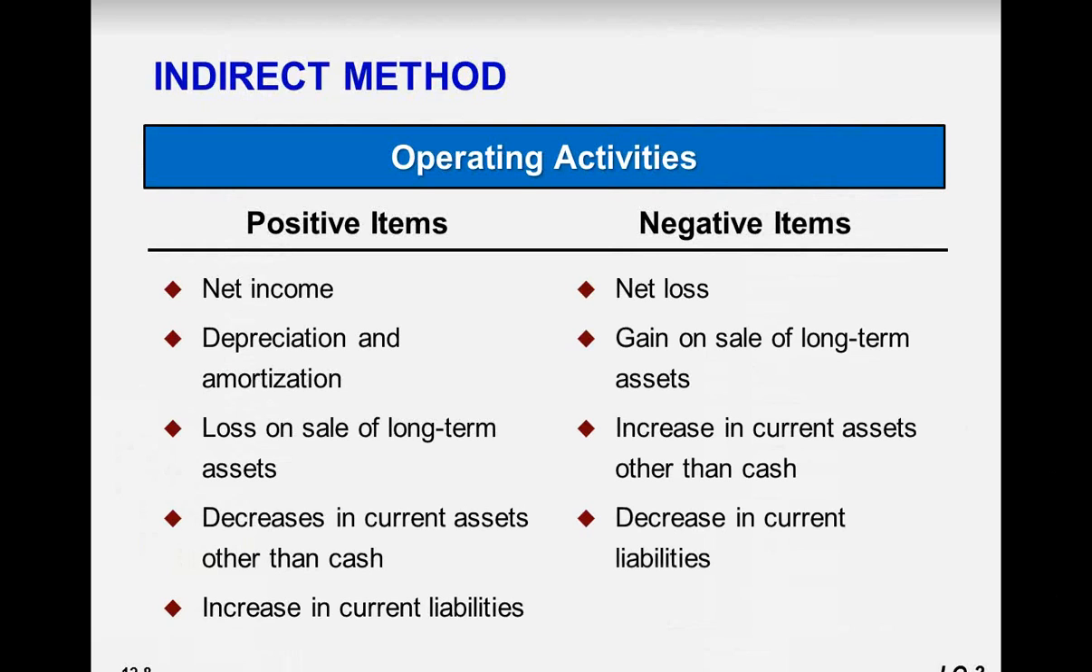So we would subtract a net loss. So that's, instead of having a net income, we would have a net loss, different than a loss on a sale of a long-term asset. If we have a gain on a sale, we're going to subtract that. If we have an increase in current assets other than cash, we will subtract that, and we will subtract a decrease in current liabilities. Again, I will try to put some sense into this.